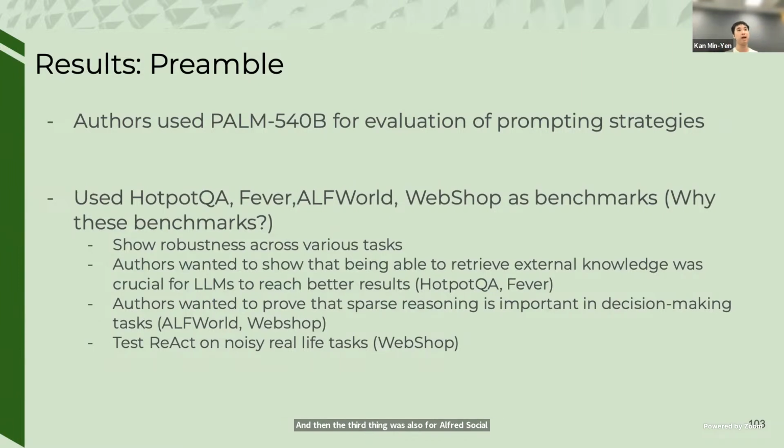They also want to prove that having this higher level of purpose or this reasoning alongside actions is very important for these kind of environments, because then the LLM will be able to reason out why it's actually doing these tasks and guide it to complete the task correctly.